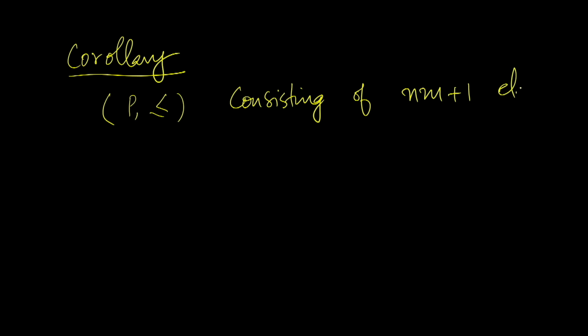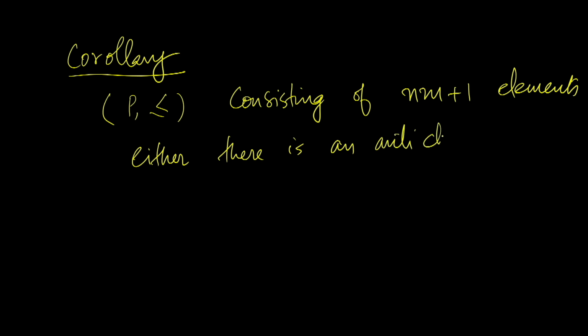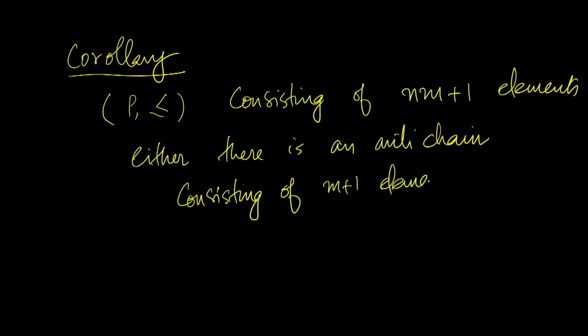As a corollary, we find that for a poset P, less than or equal to, consisting of mn plus 1 elements, either there is an anti-chain consisting of m plus 1 elements, or there is a chain of length n plus 1.